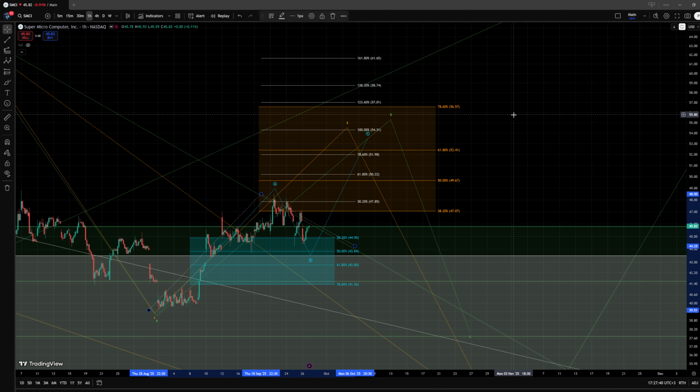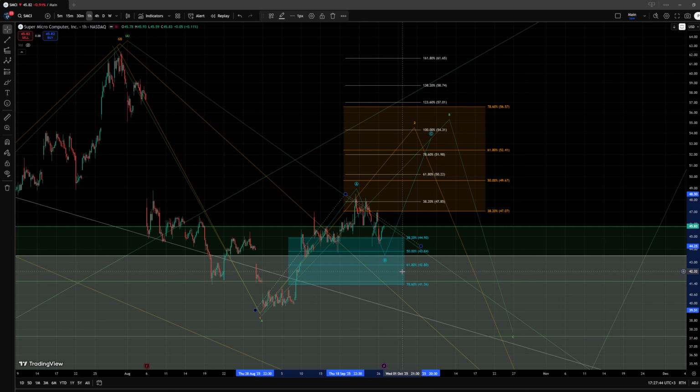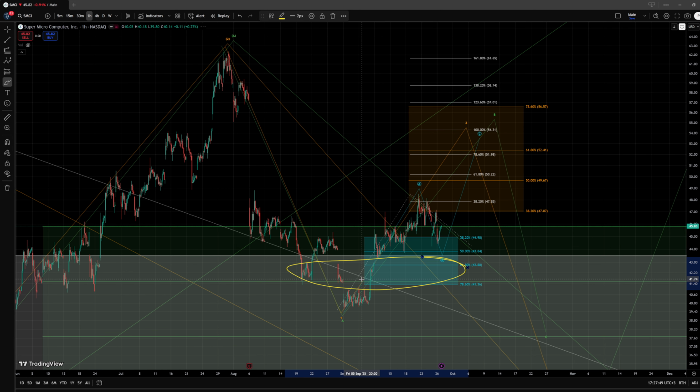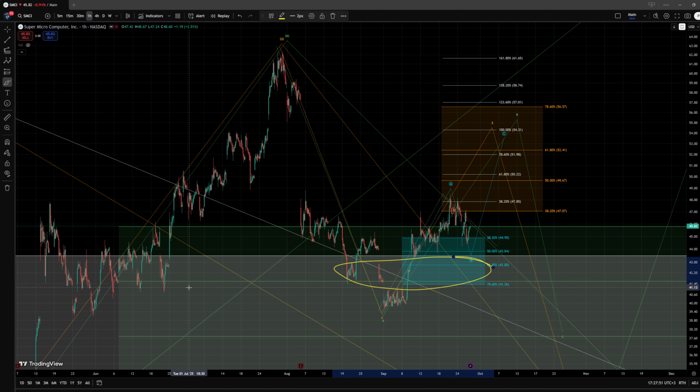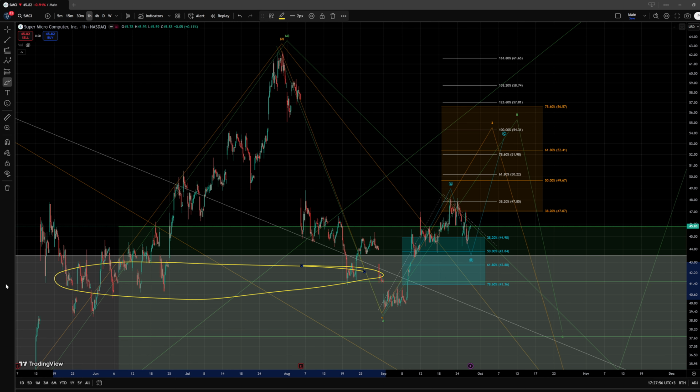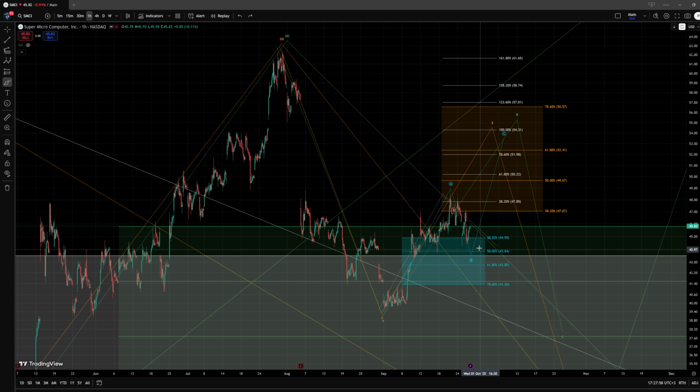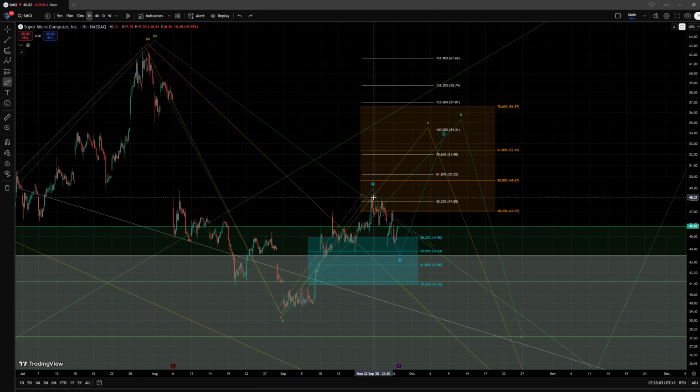Now it is hard to determine the exact probabilities, but maybe an entry around this lower boundary of the area of support might not be the worst case scenario, because we have a significant amount of structural support here in the relatively short time frame, and who knows, even if we don't manage to create a C wave to the upside, if we fall all the way down here, at least a bounce has a decent likelihood of working out. But keep in mind, this is a very short time frame trade anyway, and it would be a pretty high risk.